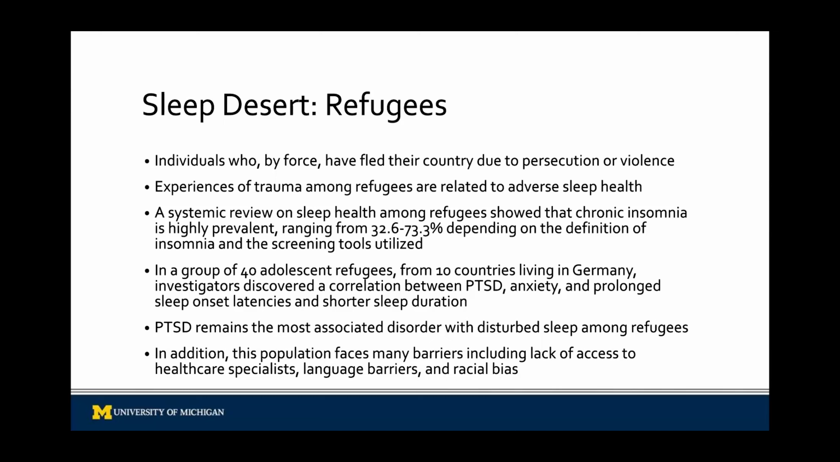There was a paper that showed a group of about 40 adolescent refugees from 10 different countries living in Germany, with a correlation between PTSD, anxiety, prolonged sleep latencies and shorter sleep durations. PTSD remains one of the disorders most associated with disturbed sleep among refugees. On top of that, there may be additional stressors and barriers, including lack of access to healthcare specialists. There could be language barriers, as well as racial biases.